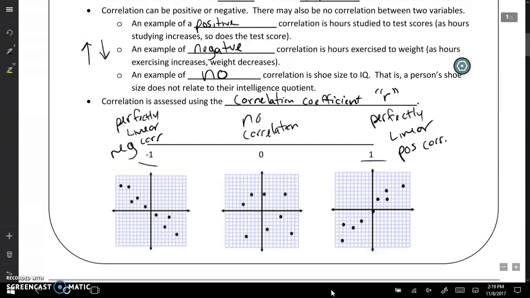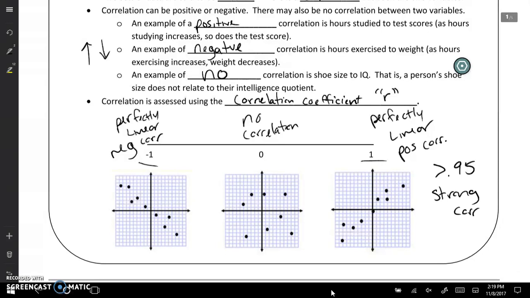In general, anything above 0.95 is going to be a pretty strong correlation. That's kind of what I like to say, I like to say 0.95. But the closer it gets to 1 or to -1, the stronger the correlation.